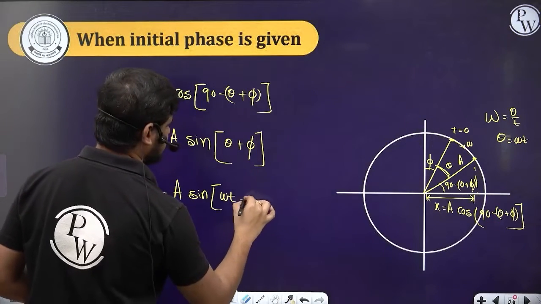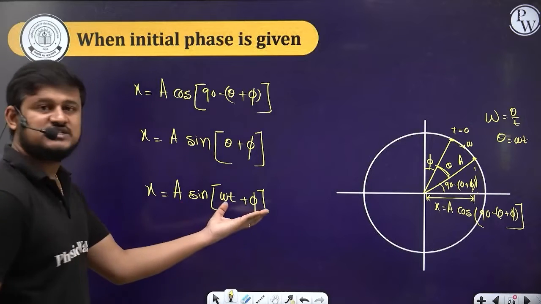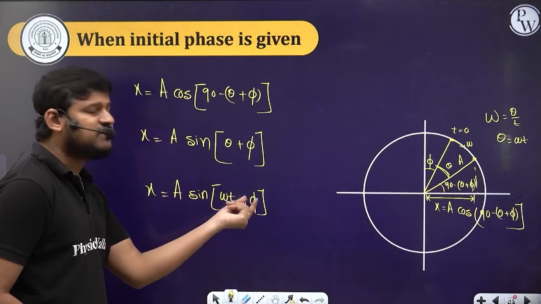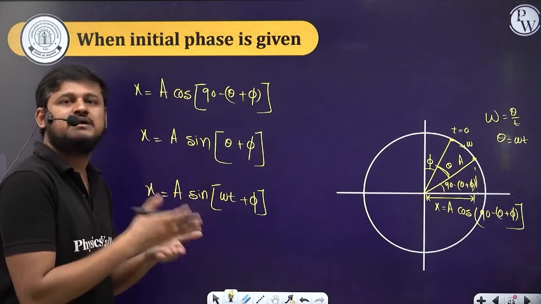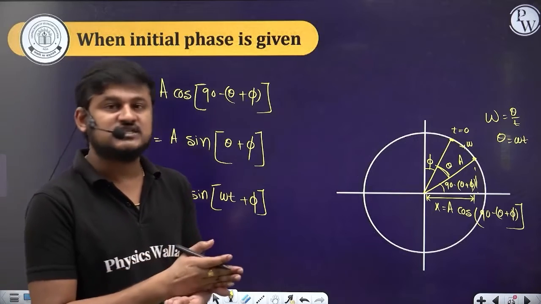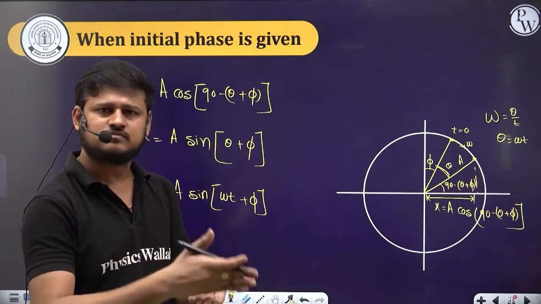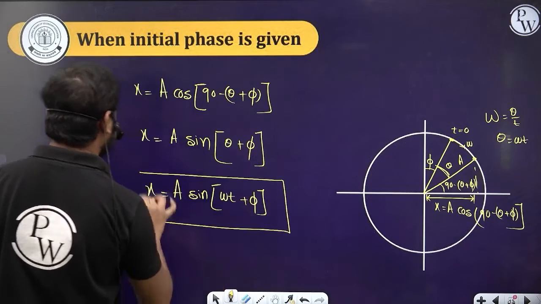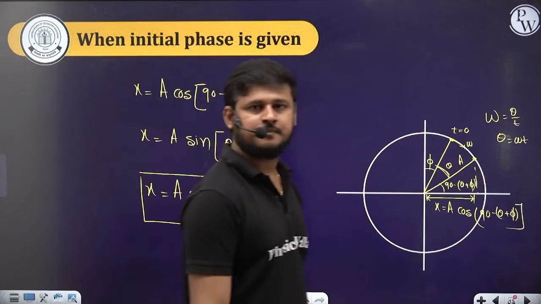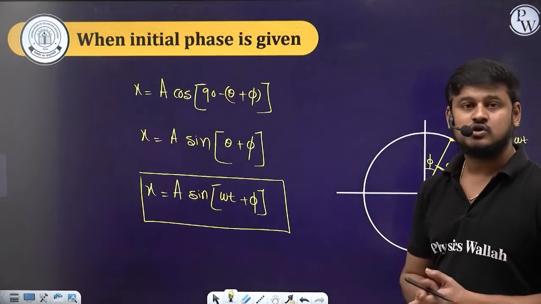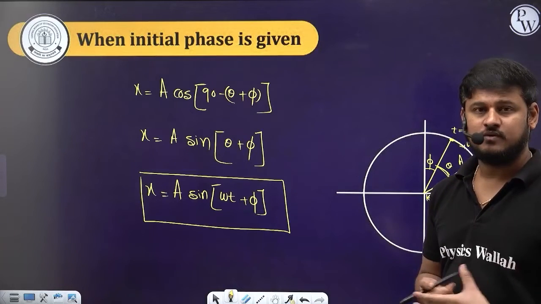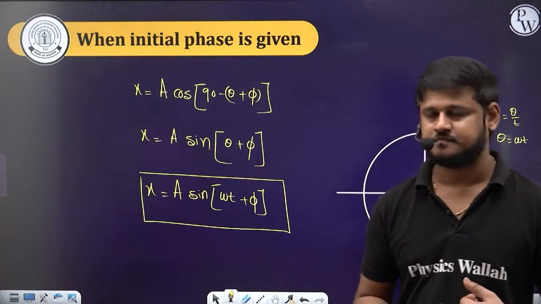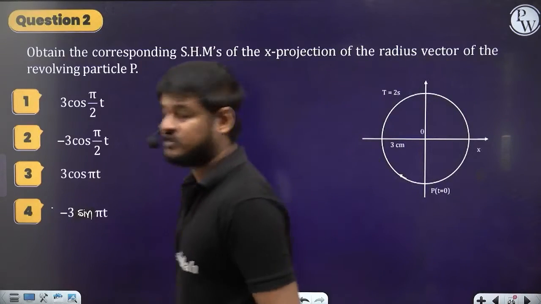Which means the particle's initial phase is given, so it starts from the mean position with an initial phase. That means it's not exactly starting at the middle. At time t equals 0, its displacement x is not equal to 0. It's starting from some displacement from the mean position, but it is going towards the right extreme position. We can say it from this equation. Hope you understood how the projection of uniform circular motion performs S.H.M. Let's go for the next one.